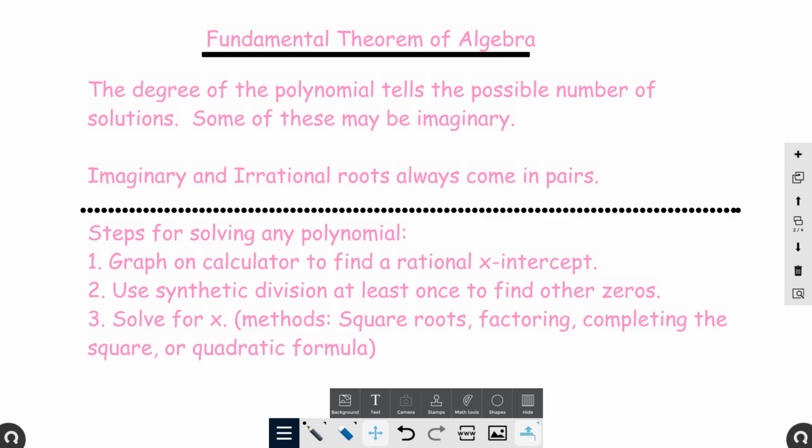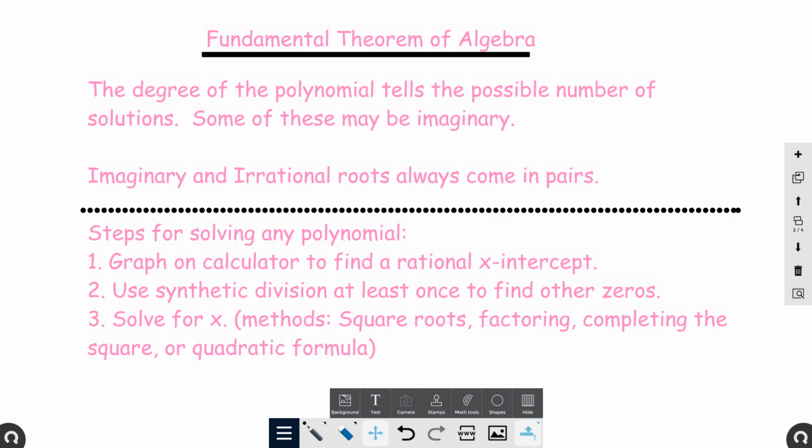The exponent is that highest exponent that we have. So that tells us if it's quadratic, cubic, quartic. That number tells us the possible number of solutions that we have. So if it is a quintic, it's going to have 5 solutions. Now, some of those solutions may be imaginary.